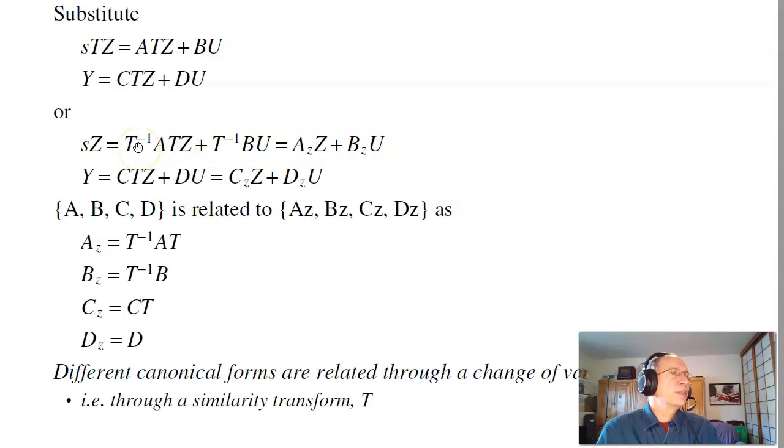T is your similarity transform, and this is your transform space. So converting A, B, C, D to AZ, BZ, CZ, DZ, I use the similarity transform. That's how Z and X are related. You're changing variable. AZ is just T inverse AT, BZ is T inverse B, CZ is CT, and DZ is just D. Different canonical forms are related through change in variable, i.e. they're related through similarity transform.